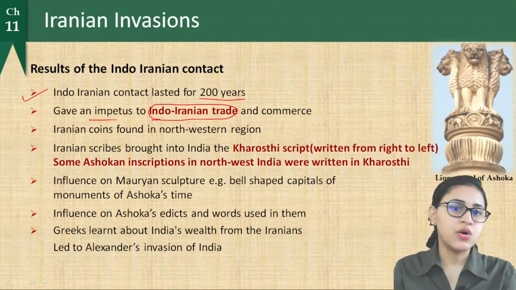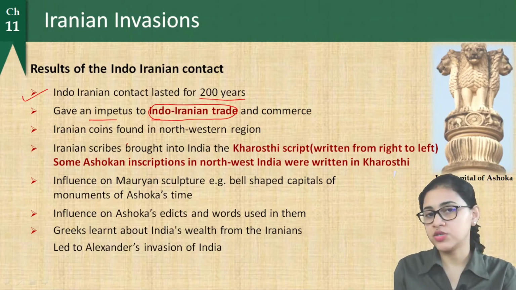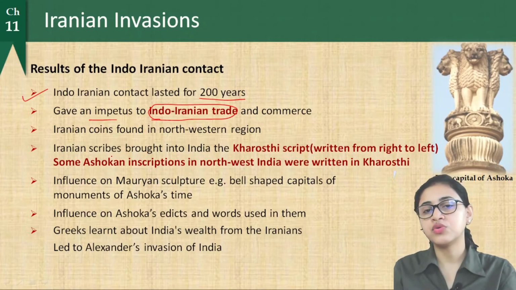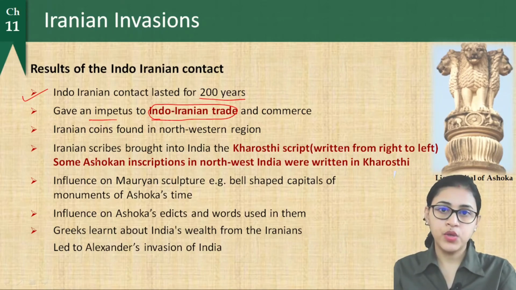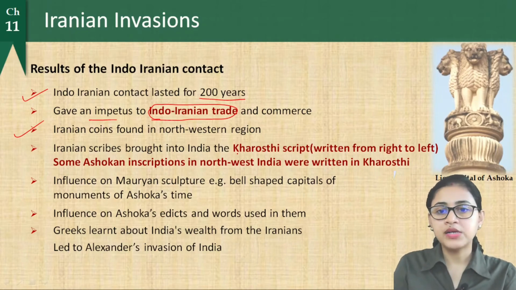And we have evidence of Iranian coins that were found in the northwestern region of India. The presence of Iranian coins in the northwestern frontier shows that there was some kind of trade going on between India and Iran. Now, the Iranians have also influenced the Indian culture. They brought into India a script, that is the Kharoshti script.